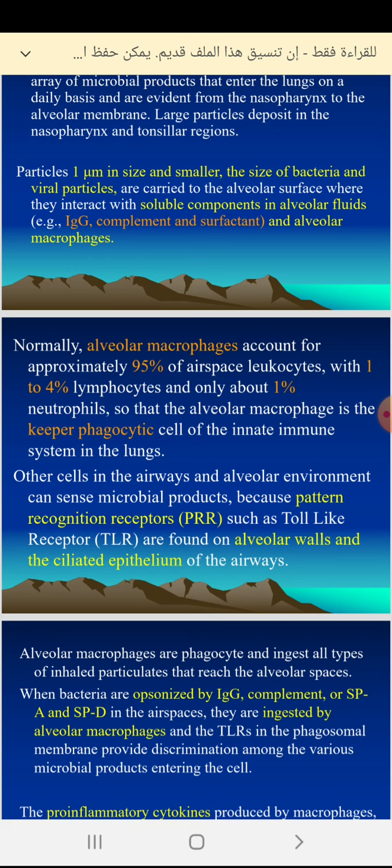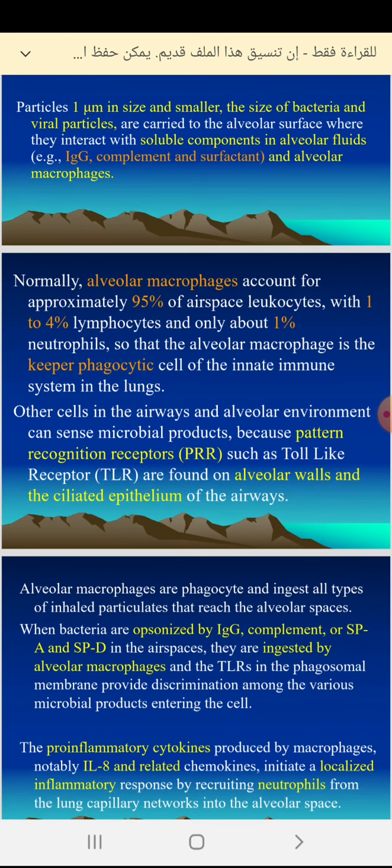alveolar macrophages. Normally, the range for alveolar macrophages is approximately 95% of airspace leukocytes, 1 to 4% lymphocytes, and only about 1% neutrophils. Alveolar macrophages are considered the key phagocytic cell of the innate immune system in the lungs.